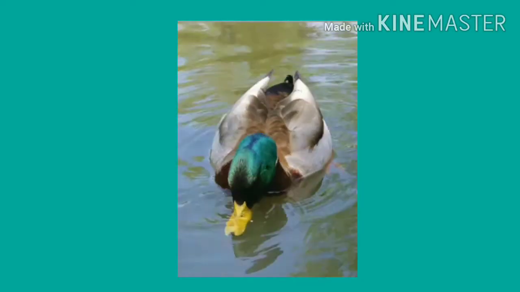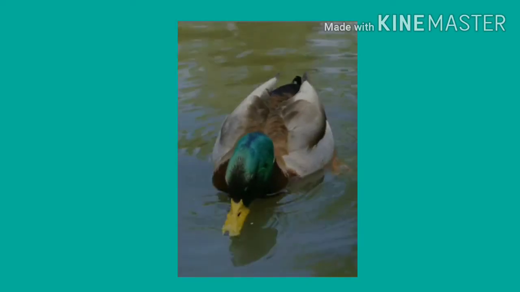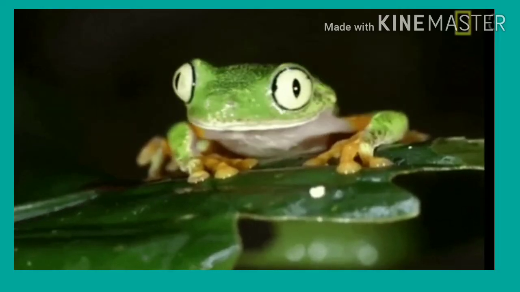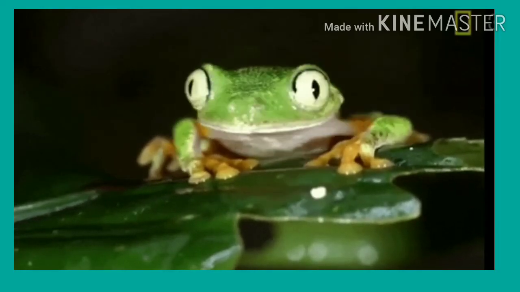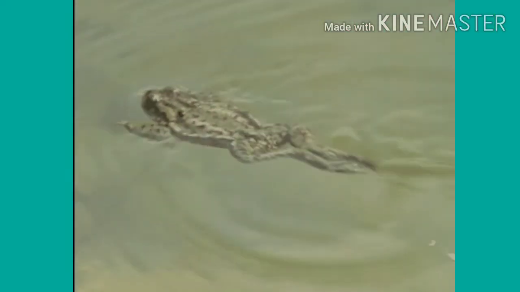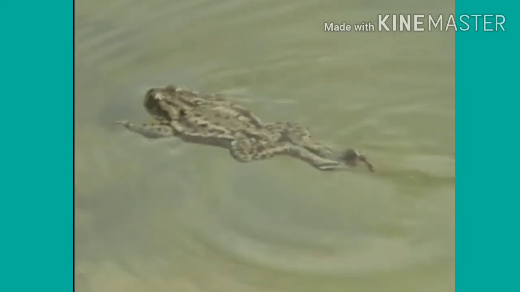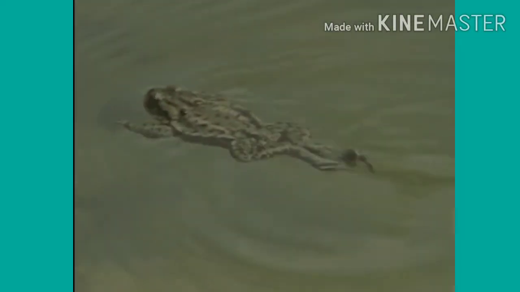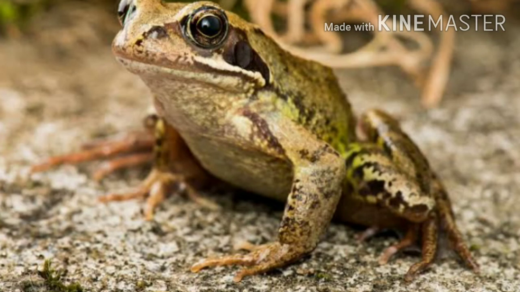Ducks have webbed feet to swim in water. Frogs breathe with lungs while on land and with moist skin while in water. They have webbed feet for swimming in water and strong hind legs for jumping on land.